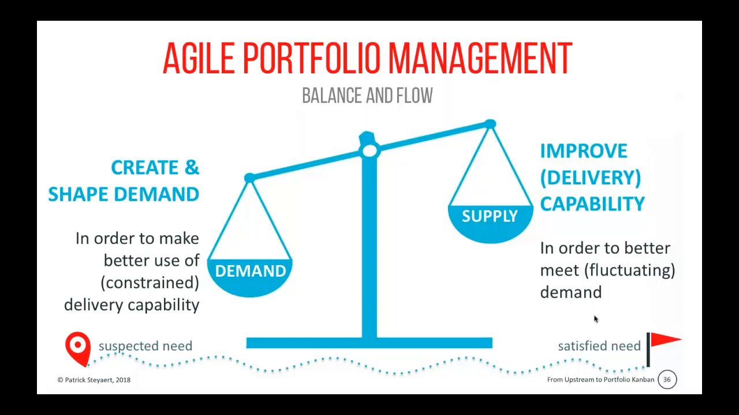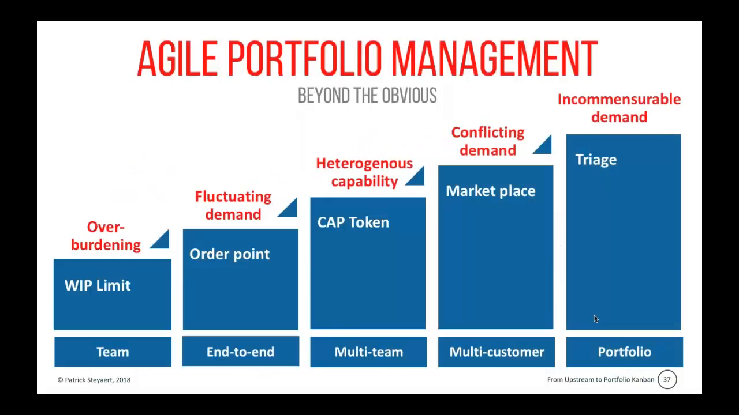So on the demand side, we also need to create and share the demand in order to make better use of a constrained capability on the supply side. There's a whole set of techniques that we can use. So we shouldn't be limited to WIP limits. It's not only overburdening that is a challenge. We also need to be dealing with fluctuating demand.